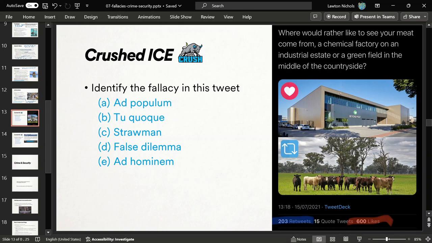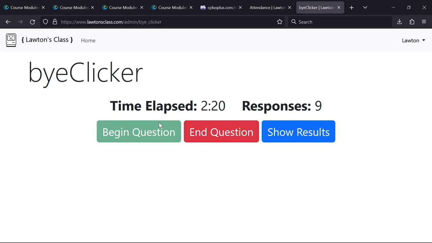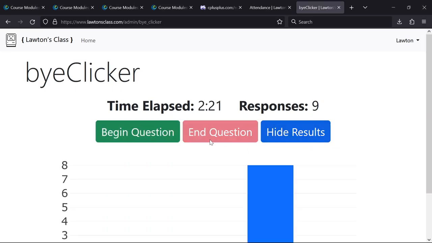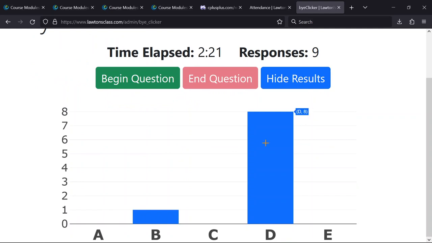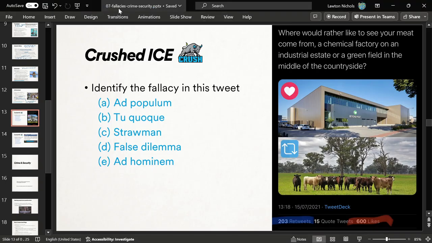All right, I think that was enough time. Get your best answer in, or best guess at least. Let's see here. Nice. What are we thinking? Oh yeah, we're thinking mostly D, maybe B. But D is in fact the right answer.